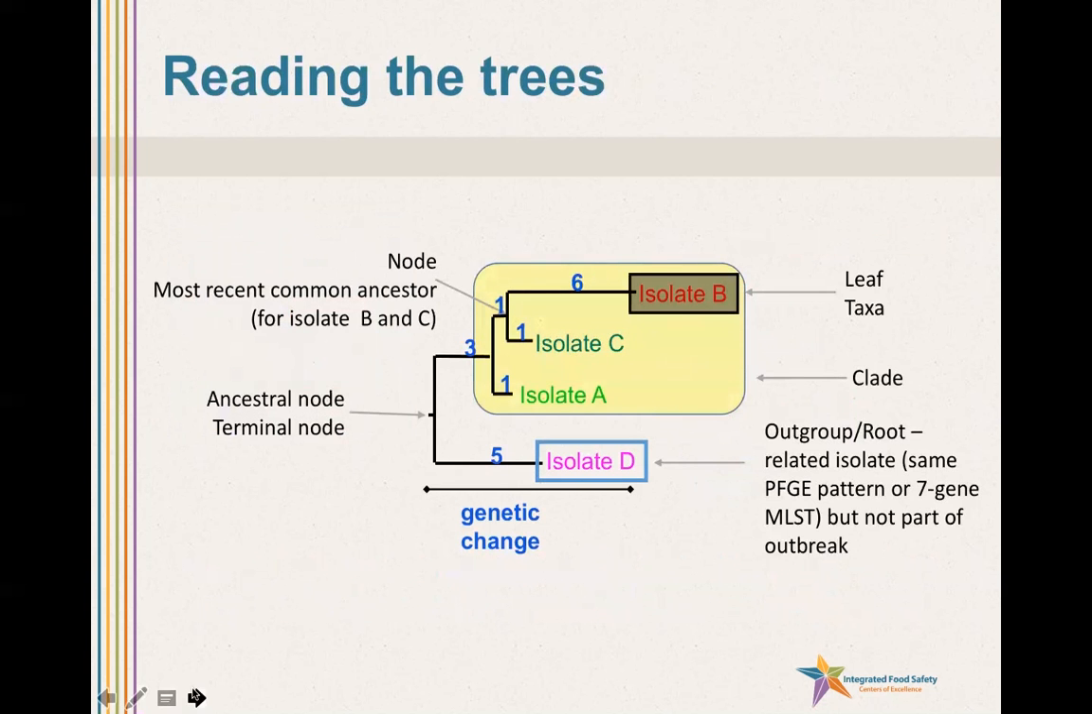If you talk about trees, here's how we refer to them. I already used the term node, so that would in this case be the most recent common ancestor for isolate B and C. Leaf or taxa is basically the isolate that we have, and a group of sequences that have a common node is referred to as a clade.